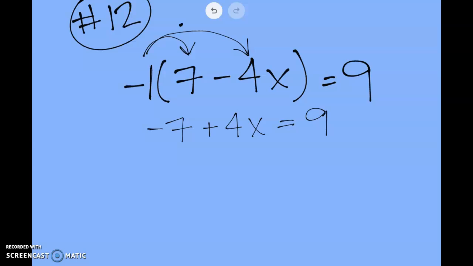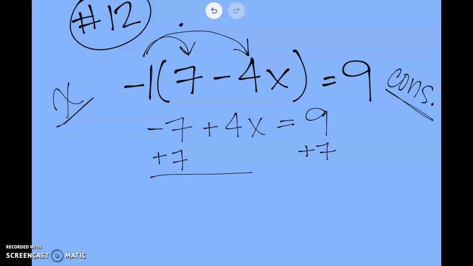I notice I only have x's on the left side, so I'm going to gather my x's on the left and my constants on the right, which means I need to do something with this negative 7. Remember, I want to zero it out, so I'm going to add 7. Whatever I do to the left, I have to do to the right. So these cancel out. I'm left with positive 4x. And then I get 9 plus 7, which is 16.